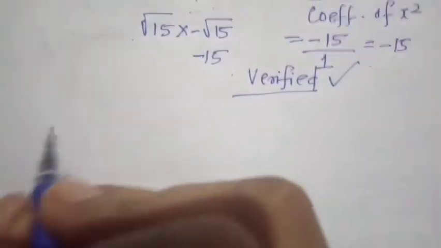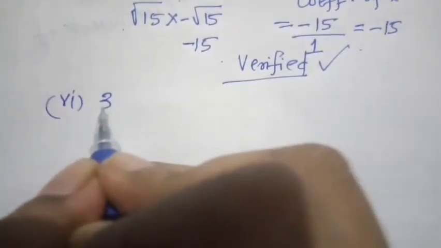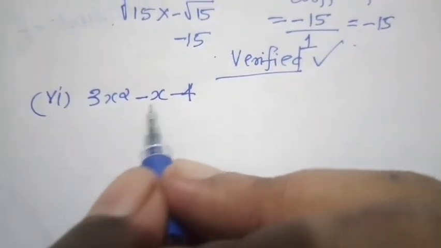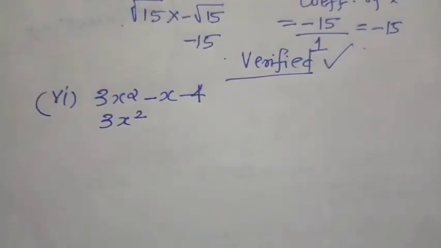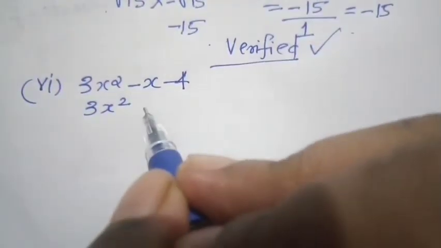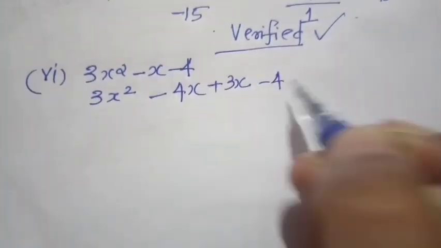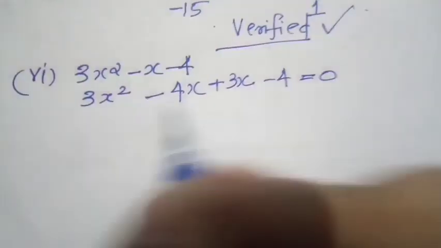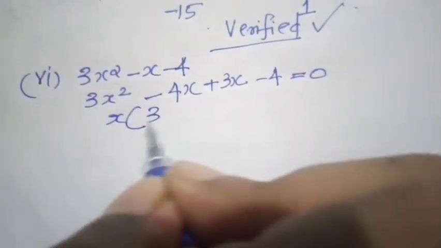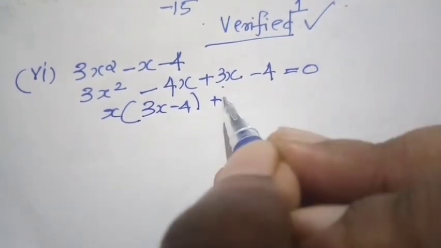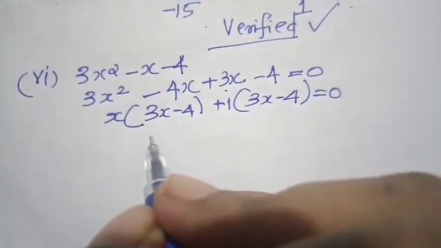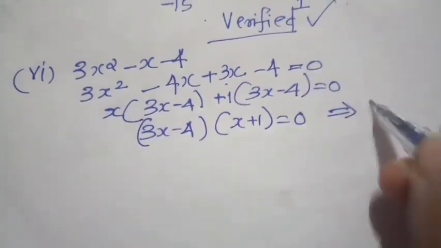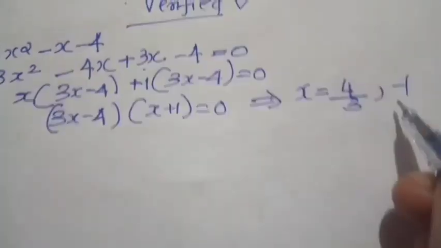Now moving on to the sixth question. What is the sixth question here? 3x square minus x minus 4. The same way as we have done earlier, we have to split the middle term. What will come as the middle term? Middle term will be minus 4x plus 3x minus 4. Can we take anything common from here? Equating this to 0 to find the zeros, taking the common factor as x, we have 3x minus 4. Nothing to take common from this, so take 1 outside. 3x minus 4 equal to 0. On taking common factor and rearranging, we get 3x minus 4 into x plus 1 equal to 0, which implies the value of x is 4 by 3 and minus 1. So these are the zeros, 4 by 3 and minus 1.